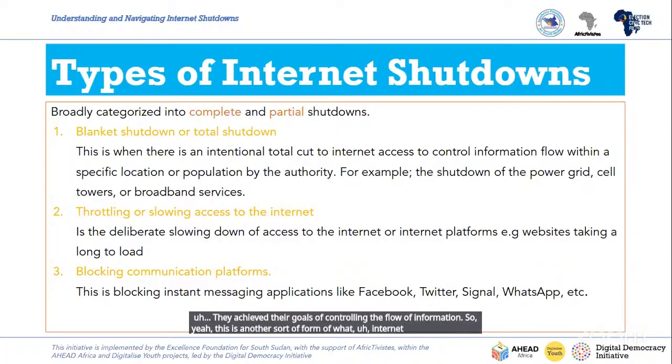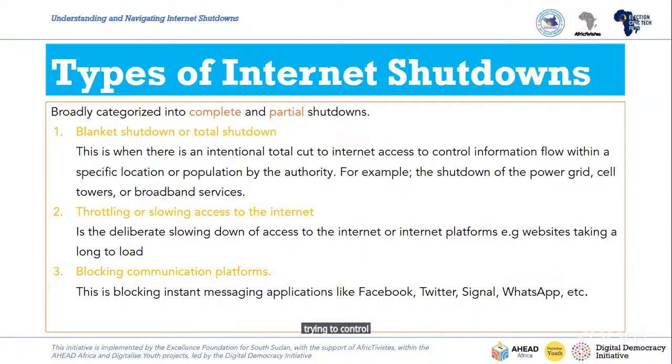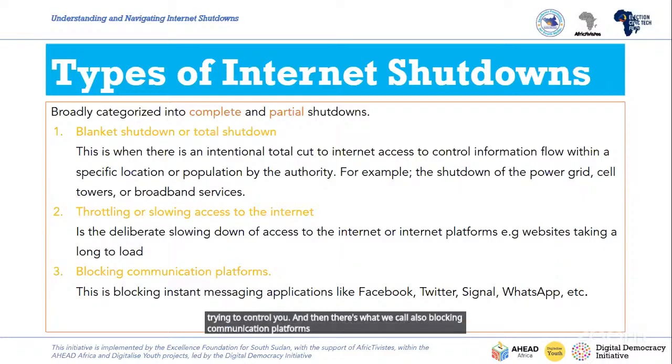So next time you find the internet is very sluggish, it's not only the network. Sometimes it may be the government trying to control you. And then there's what we call blocking communication platforms. Like we said earlier, I think this is one of the most common that we have been experiencing.